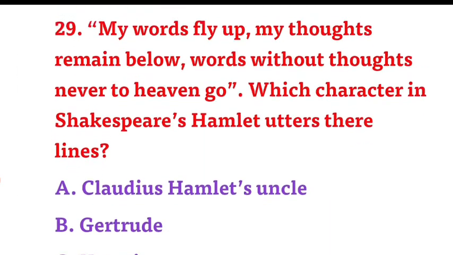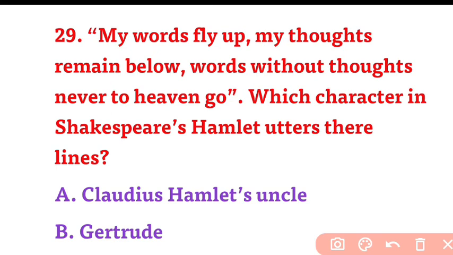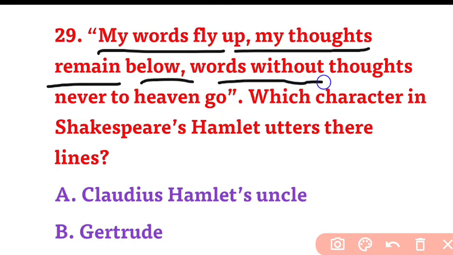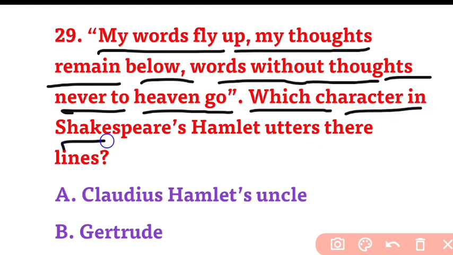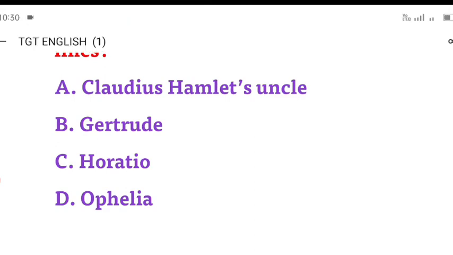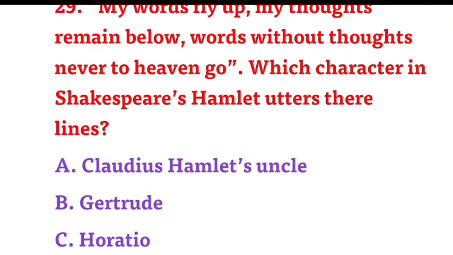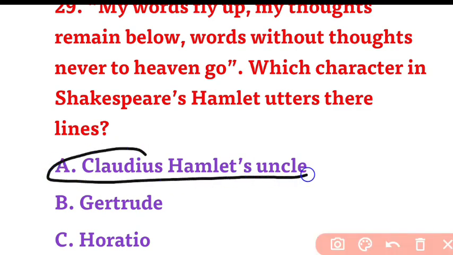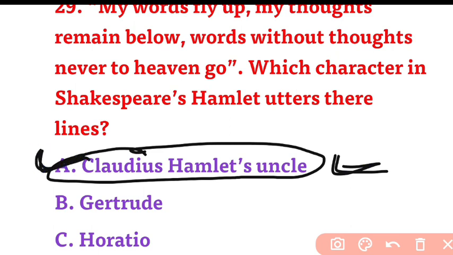Question number 29. "My words fly up, my thoughts remain below. Words without thoughts never to heaven go." Which character in Shakespeare's Hamlet utters these lines? Claudius, Hamlet's uncle, Gertrude, Horatio, Ophelia. What will be the answer? The answer will be Claudius, Hamlet's uncle. Option A is correct.